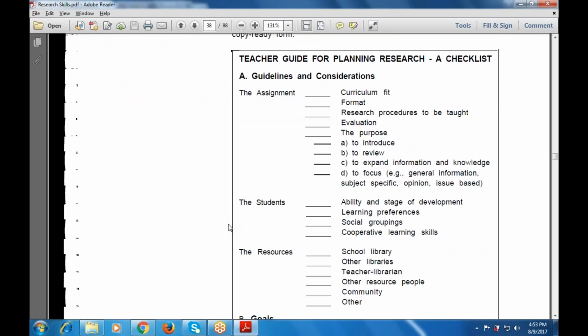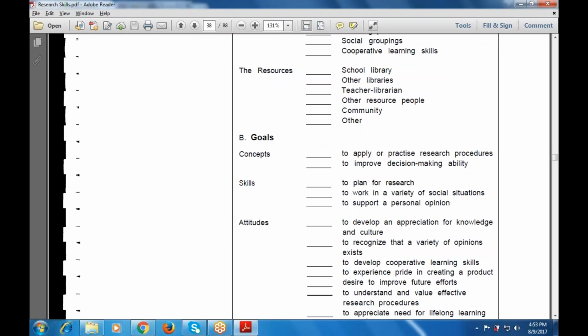I'm so sorry. These are the resources. That may be a school library, other libraries, a teacher librarian, other resource persons or resource people that will be carried out with the community, with the resource concern with the other parts.